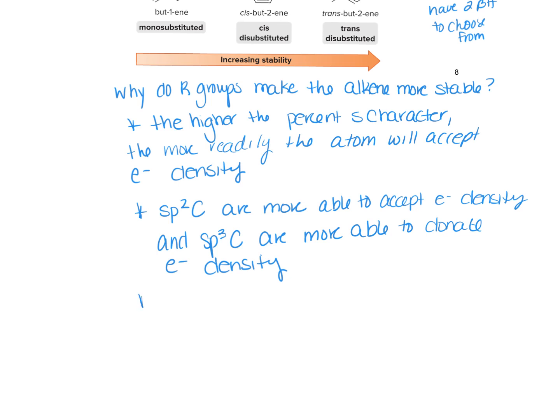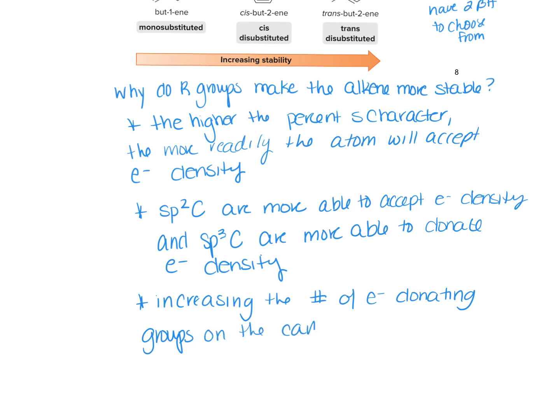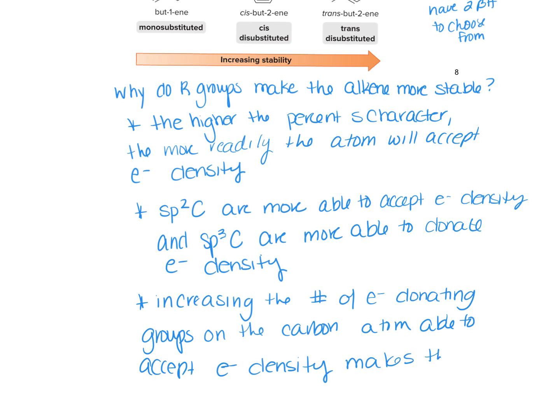So this means that increasing the number of electron donating groups on the carbon atom able to accept electron density makes the alkene more stable.